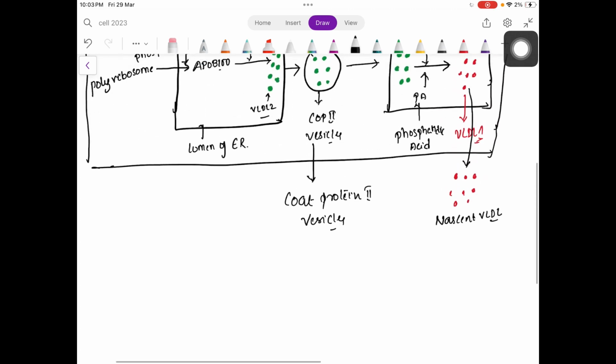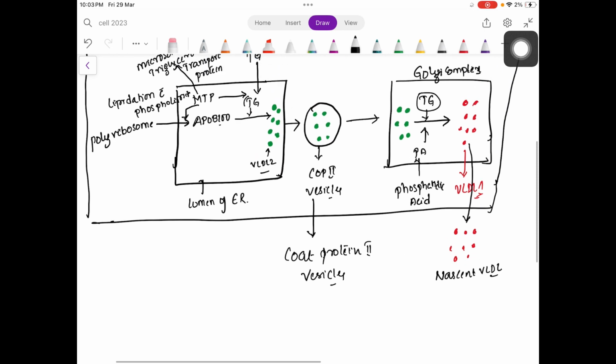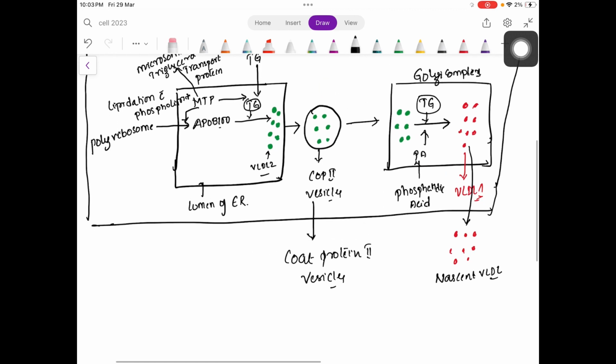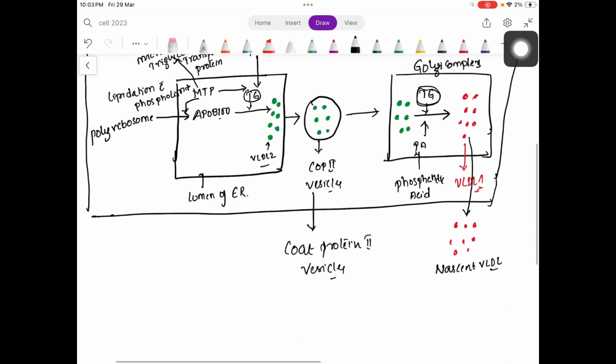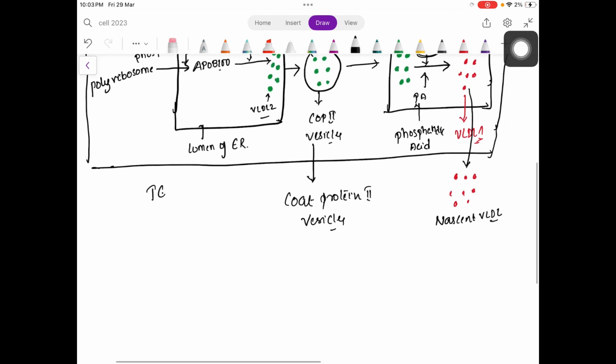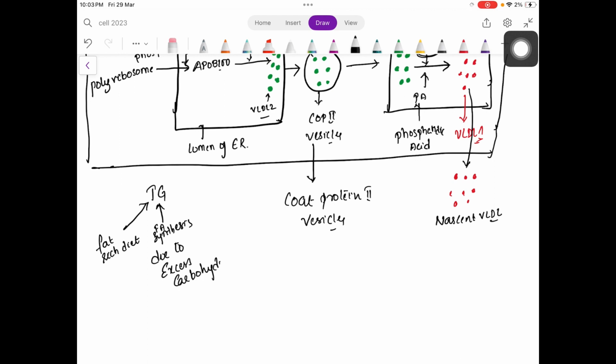Now these triacylglycerols, which are incorporated in the Golgi apparatus into VLDL2 molecules and VLDL1 molecules for the formation of VLDL molecules, will come from fat-rich diet, and they will come from fatty acid synthesis due to excess carbohydrates, and again these triacylglycerols will come from remnant chylomicrons.